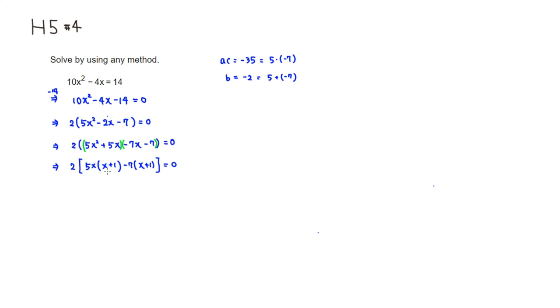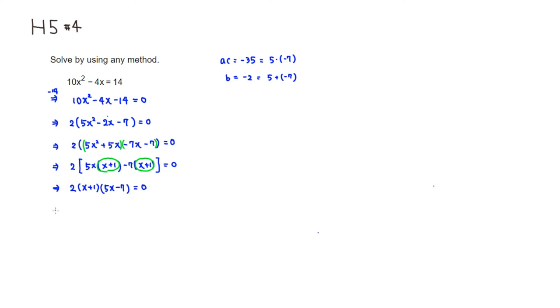So we have a common factor, x plus 1 here, and also x plus 1 there. So we can pull that out. The 2 is already out. Now we can pull x plus 1 out, and you can see that 5x minus 7 is left over. Set that equal to 0.